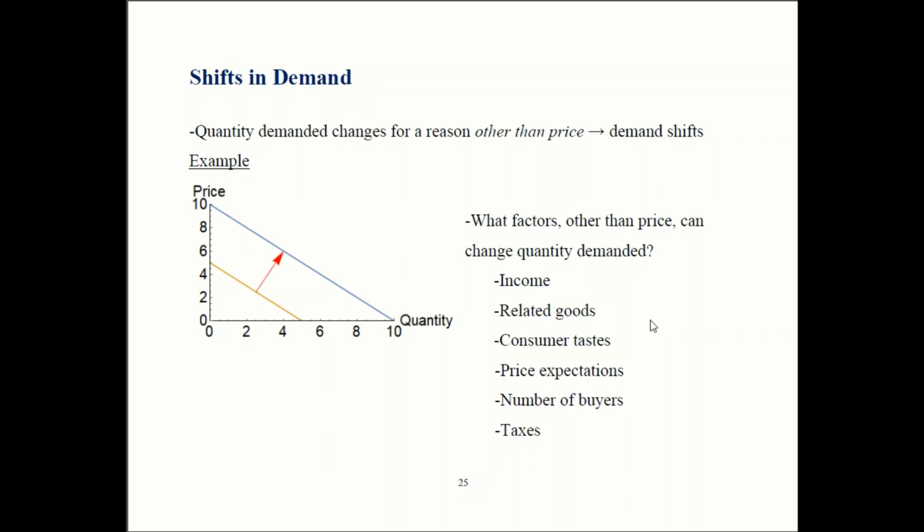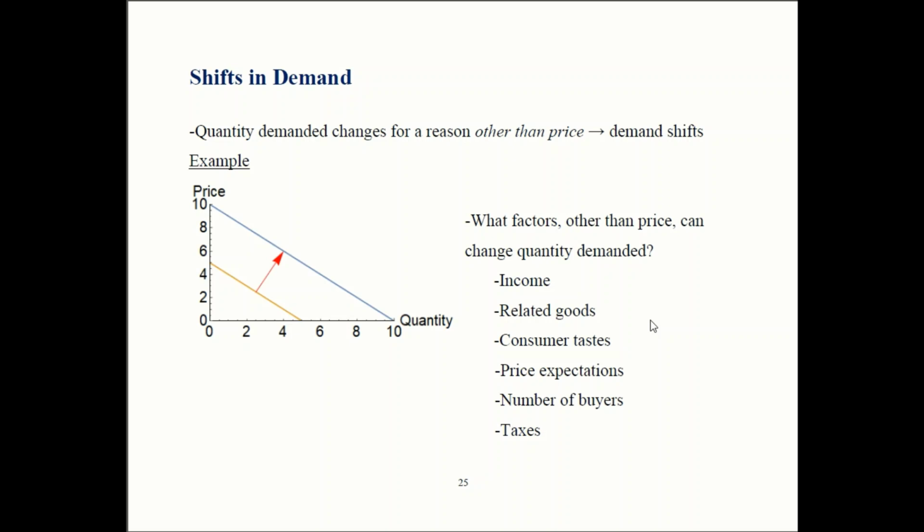We also said that related goods could shift demand. One of our examples was hot dogs and hot dog buns. So if there's a change in the market for hot dogs, that's going to lead to shifts in the market for hot dog buns. We also said that consumer tastes, things like fashion, can lead to a shift in demand. Also, price expectations could shift demand. So could the number of buyers, and also taxes could shift demand.